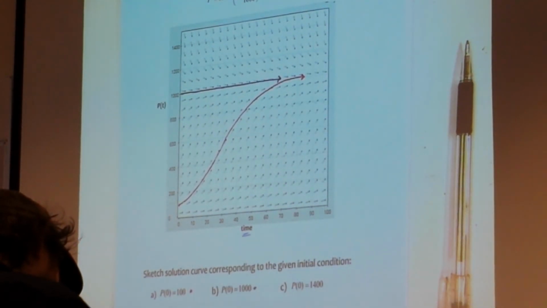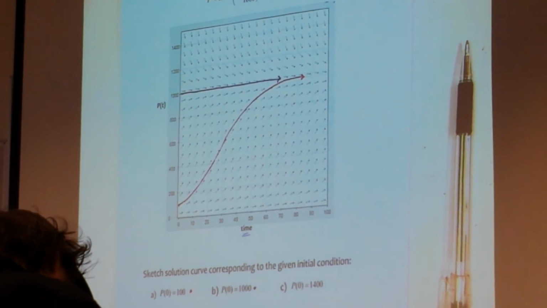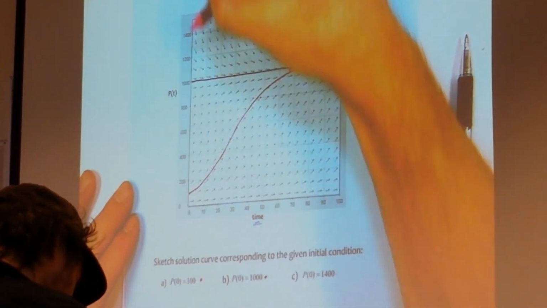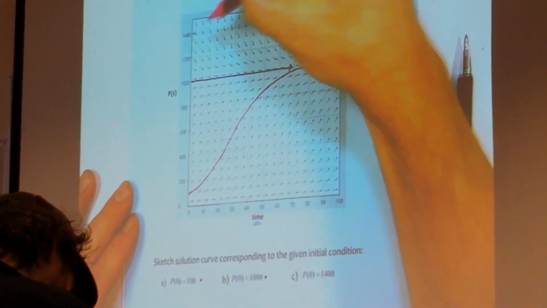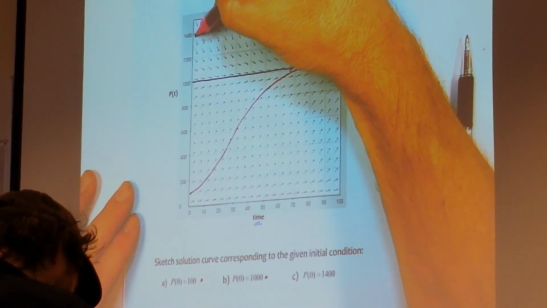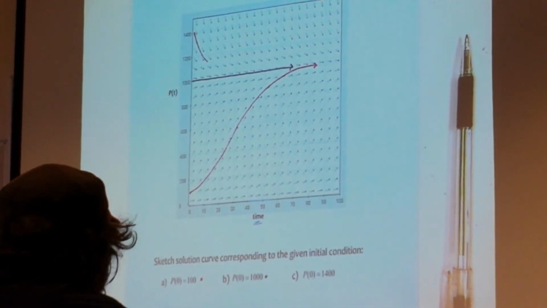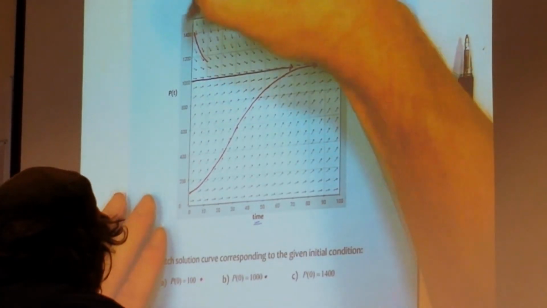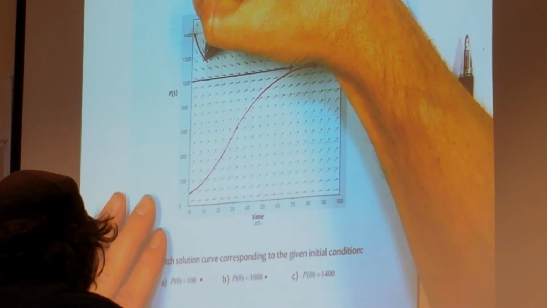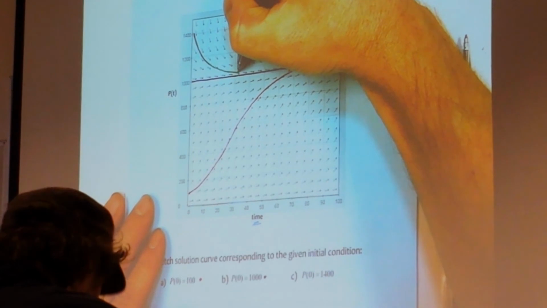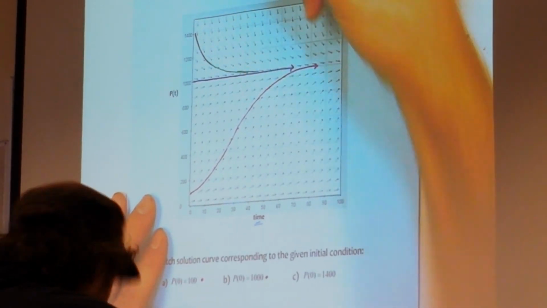And on the other hand, finally, if P of 0 is 1400, then what do we got? 1400 at time 0, right here. It looks like it's decreasing pretty fast. And it brings it back towards that equilibrium.